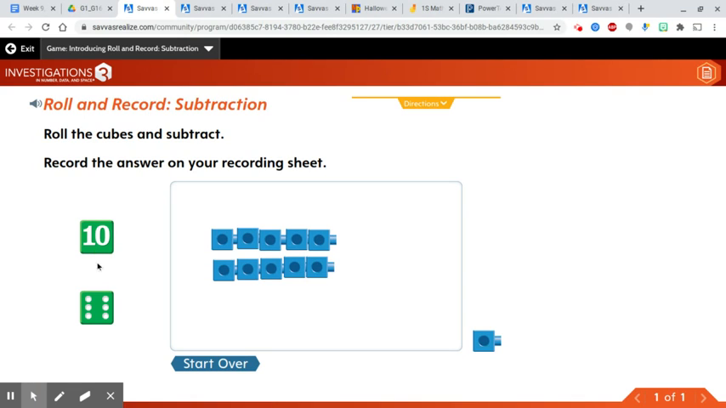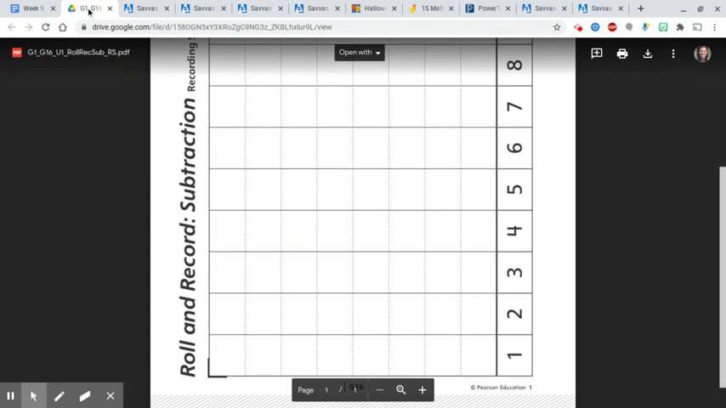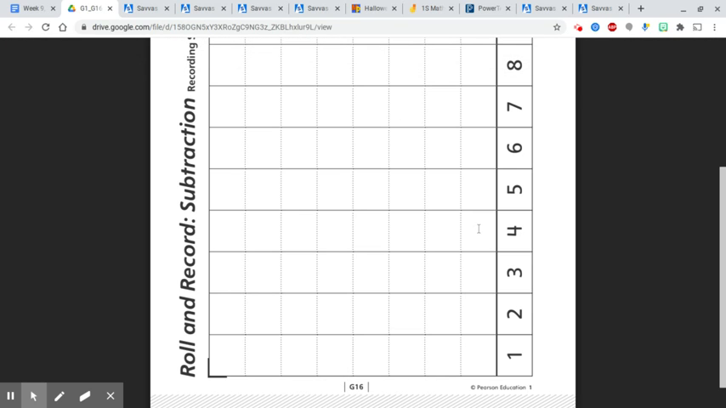So I start with 10, and then I say 9, 8, 7, 6, 5, 4. So I should have 4 left once I take 6 away over here. 1, 2, 3, 4, 5, 6. And look at that, we have 4 cubes left. So when I go to record it on my recording sheet, I'm going to look at the number 4, and I can write 10 minus 6 right above the 4.